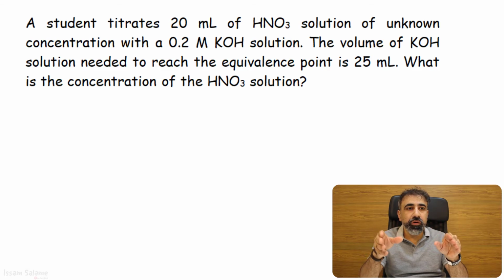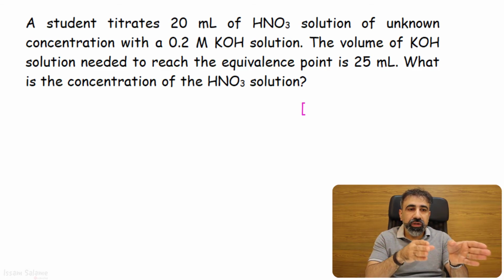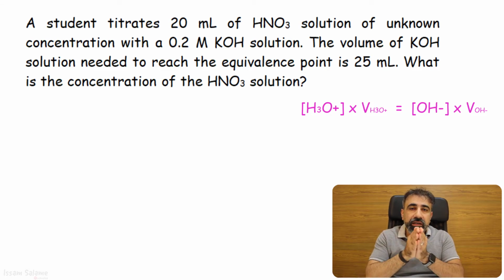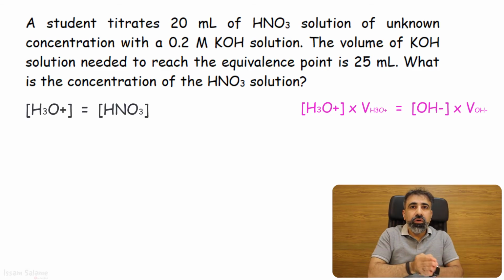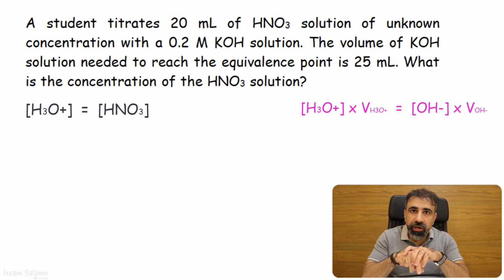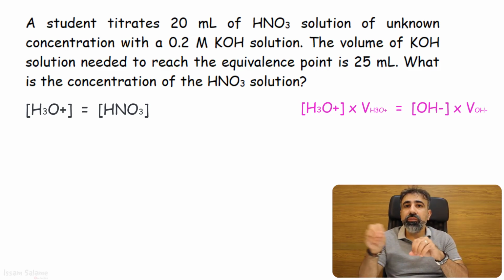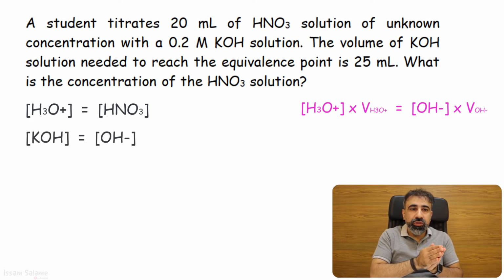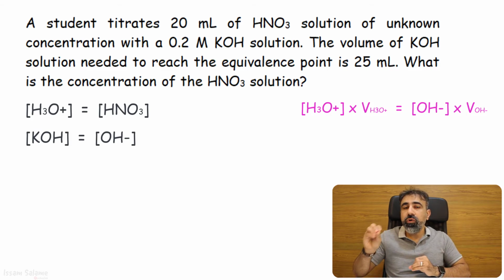We are going to apply the formula: concentration of hydronium multiplied by volume of hydronium is equal to concentration of hydroxide multiplied by volume of hydroxide. Here, you have to keep something in your mind that nitric acid is a strong acid. So the concentration of the hydronium is equal to the concentration of nitric acid. And also, potassium hydroxide is a strong base, which means that the concentration of the base, potassium hydroxide, is equal to the concentration of OH minus.